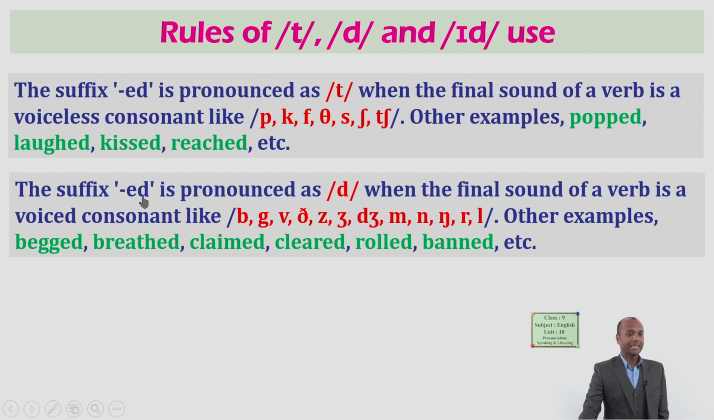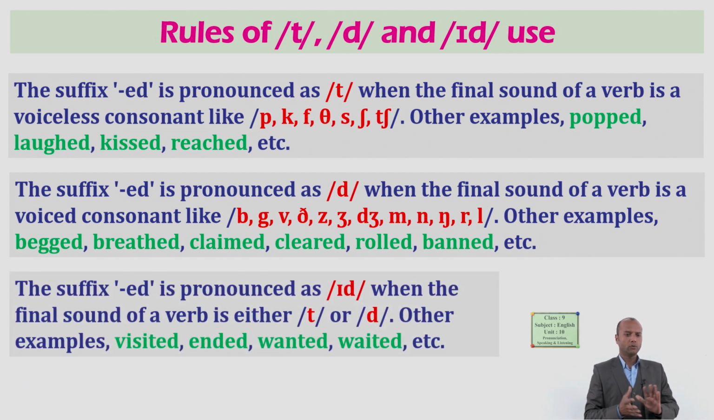Next, the suffix ed is pronounced as da when the final sound of a verb is a voiced consonant like b, g, v, d, j, z, m, na, ng, ra and la. Other examples are begged, breathed, claimed, cleared, rolled, banned, etc. So please try adding other examples as well. Okay, good.